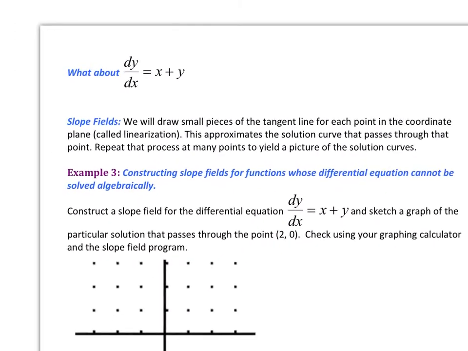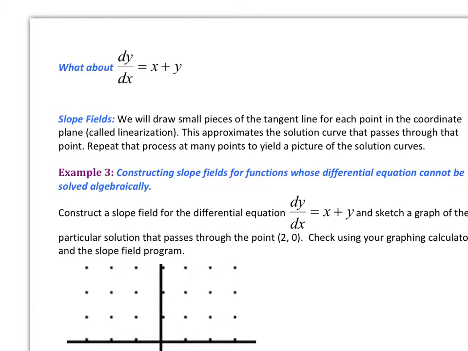Okay, what about this one though? Well, we can't find the solution to that due to the fact that both x and y exist in the same function. There are other methods in order to find the particular solution to that. But one way that we do it is we use slope fields. So we draw small pieces of tangent lines for each point in the coordinate plane. This is called linearization. This approximates the solution curve that passes through that point.